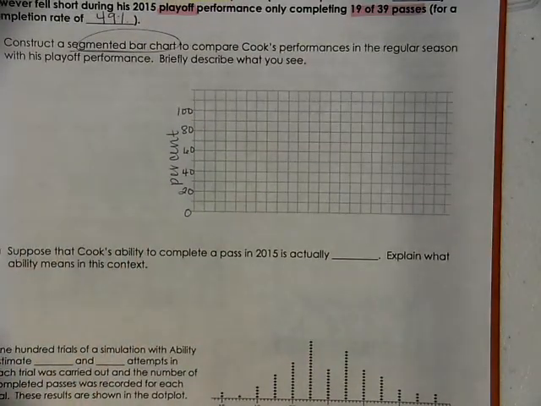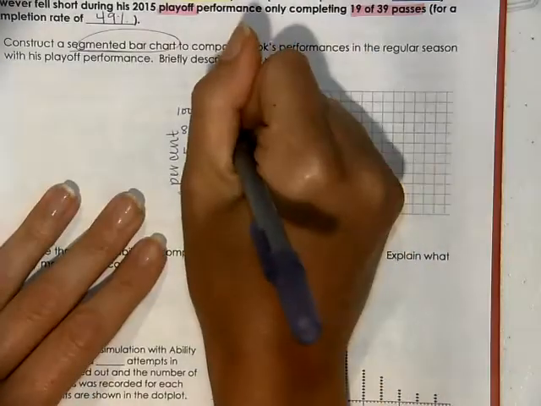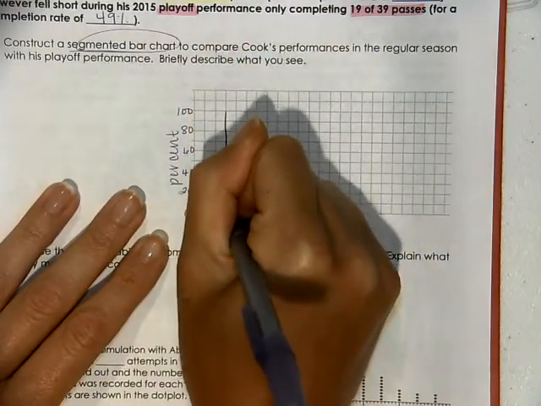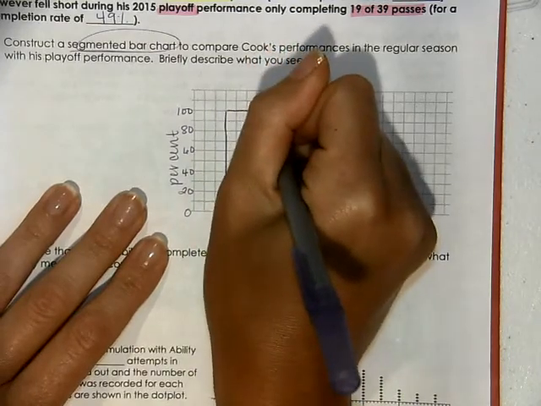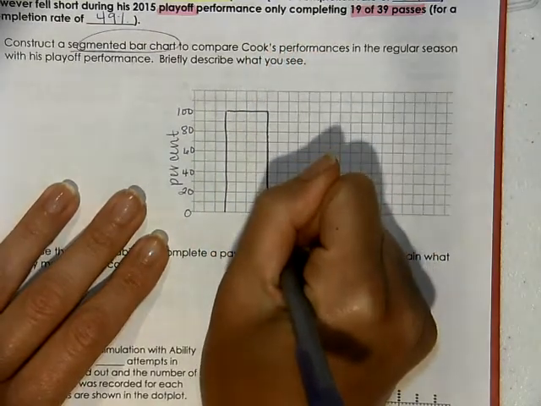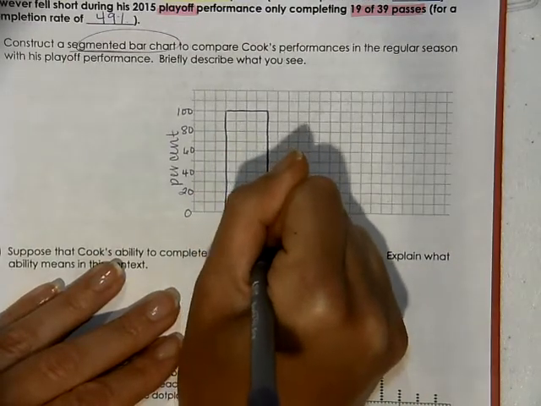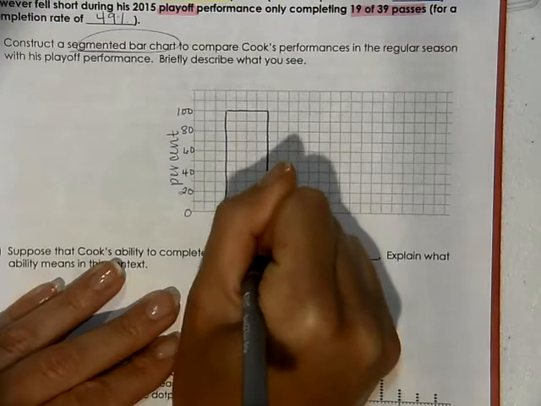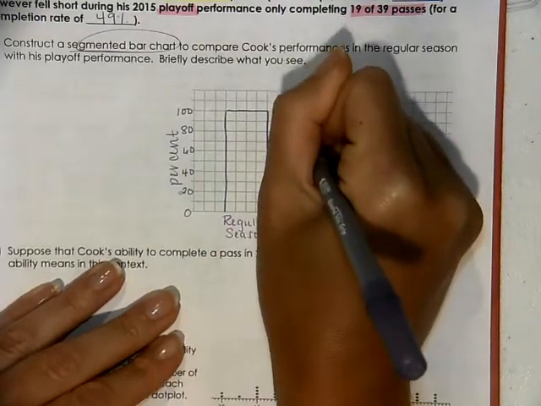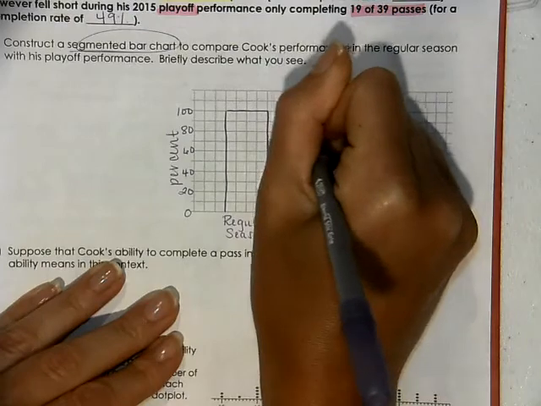So I'm going to have one bar that represents the regular season performance, the other bar that represents the playoff performance. Keep in mind, it doesn't matter how wide you make the bars, you just need to make it consistent. So I'm going to use a width of 4 here. I'm going to draw it up to 100%, and then I'm going to divide it up based on completions and incompletions. So the bar on my left is going to represent the regular season, and the bar on the right is going to represent the playoffs.